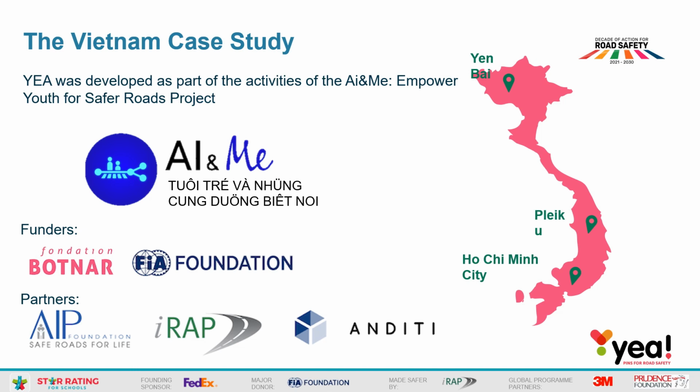But before that, let me just tell you that the Youth Engagement App was developed as part of the activities of the AI and Me Empower Youth for Safer Roads project. The project was funded by Foundation Bachner and FIA Foundation, and has AIP Foundation as lead partner and IREP and NDD as supporting partners. The project piloted the application in 3 cities, so Yen Bai, Pleiku, and Ho Chi Minh City, with more than 1,800 students.